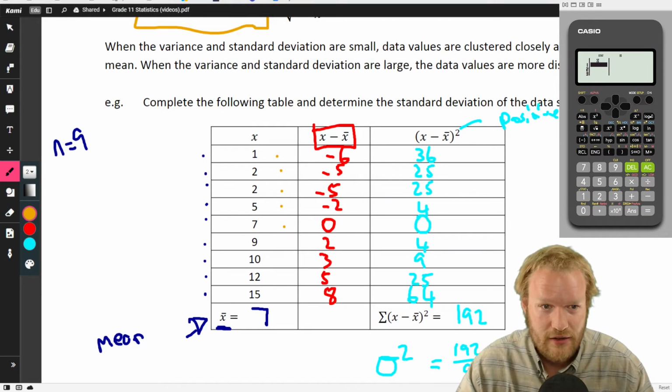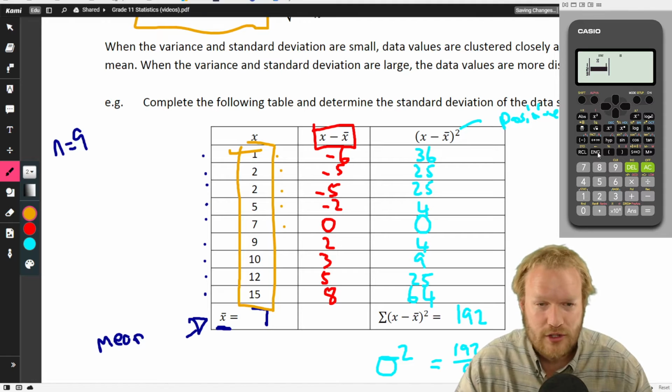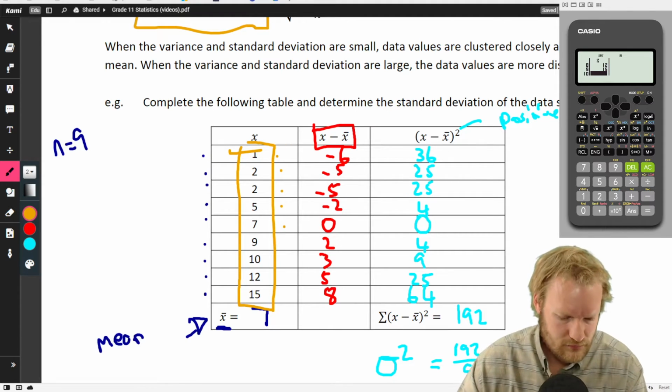So now, if we've got a whole set of data, like this data over here, we just input it in and go, 1, that's our first data point, there it is. And we go equals, so we can go to the new line. 2 equals, 2 equals, 5 equals, 7 equals, 9 equals, 10 equals, 12 equals, 15 equals. Excellent, that's 9 points.